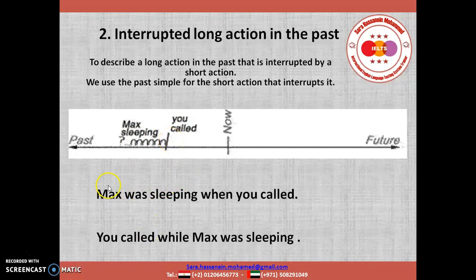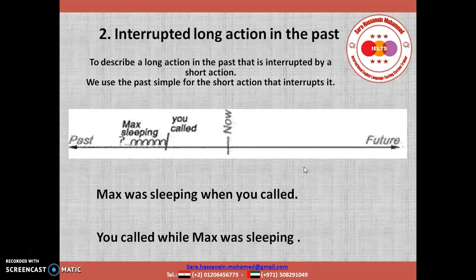So all you need is to use the past continuous, as I said, and to use the past simple for the sentence which interrupts the long action. Or if you just need to use while in order to express an interrupted long action, you can use the past simple before while and the past continuous after while. It's not like when at all, because for when, what I did here is I included the past continuous before when and the past simple after when.